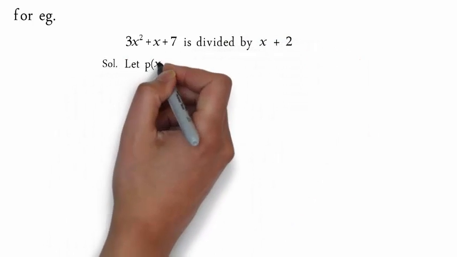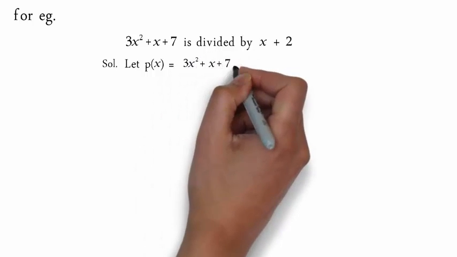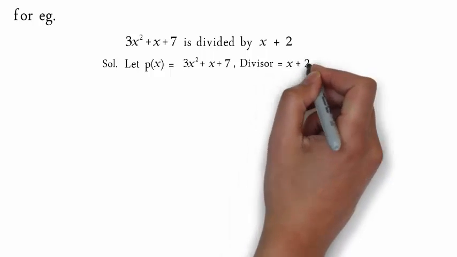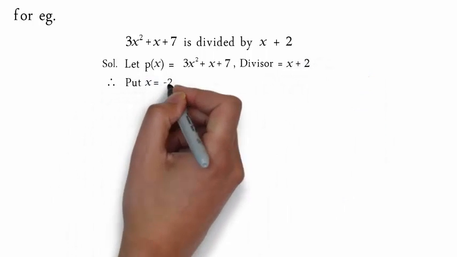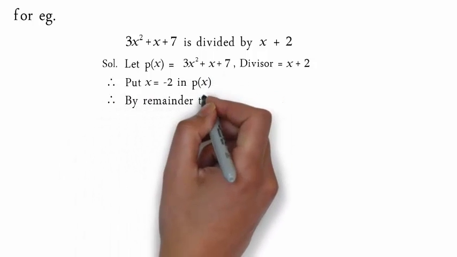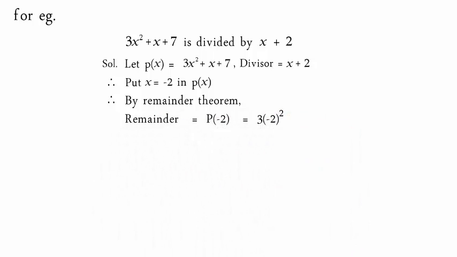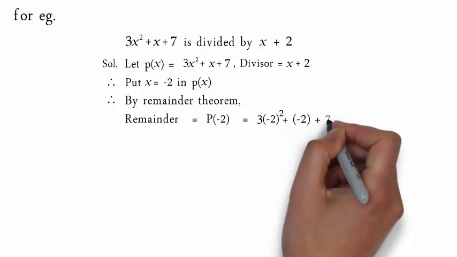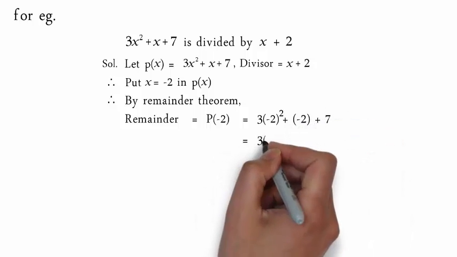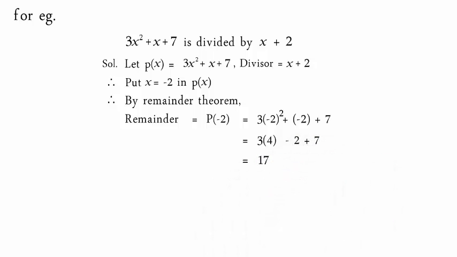Solution: let p of x be 3x squared plus x plus 7 and the divisor be x plus 2. Therefore, put x is equal to minus 2 in p of x. By the remainder theorem, remainder is equal to p of minus 2, which is equal to 3 into minus 2 squared plus minus 2 plus 7, which is equal to 3 into 4 minus 2 plus 7, equal to 17. Therefore, the remainder is 17.